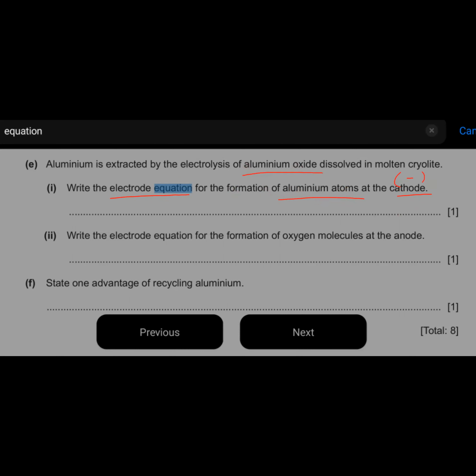We have two ions in this substance. What are the two ions present? First of all, you should know the ions here. Aluminium has to be separated from aluminium oxide that dissolves in molten cryolite. That doesn't get involved in the reaction, it's not involved in the formation of anything. So just break down aluminium oxide. Aluminium oxide means aluminium 3 plus and oxide 2 minus, right?